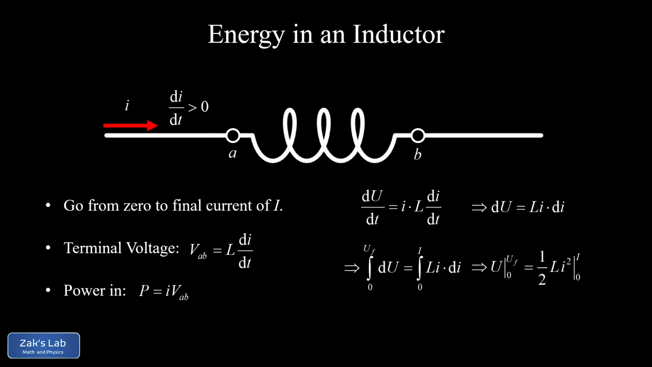And the left side is simple enough. The integral of dU is just U, and I evaluate from 0 to U final. And then for the current integral, the integral of L i with respect to i is going to be 1/2 L i squared. And we're evaluating this from 0 to big I. So evaluating across the limits of integration, we end up with U final, the final energy in this thing, equal to 1/2 L times I squared. So there's the energy in an inductor with an inductance of L when it carries a current of I.